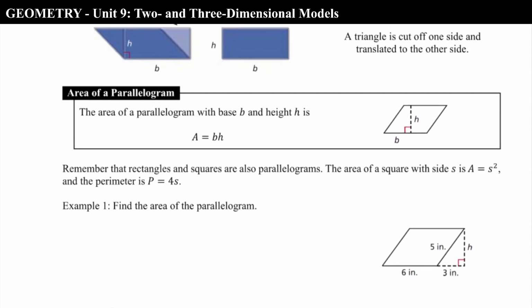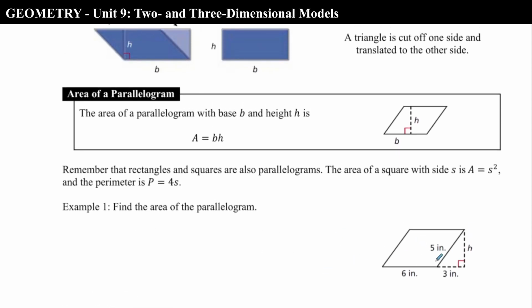So let's find the area of the parallelogram given here. Well, we need to know what the height is. We're given what this length is, we're given what this length is, and if we extend the base out to get what the height is, we have a right triangle. So we're going to use the Pythagorean theorem, which is our 3 squared plus our height squared is going to be equal to our hypotenuse squared, which is 5 squared. So 3 squared is 9. 9 plus h squared equals 25.